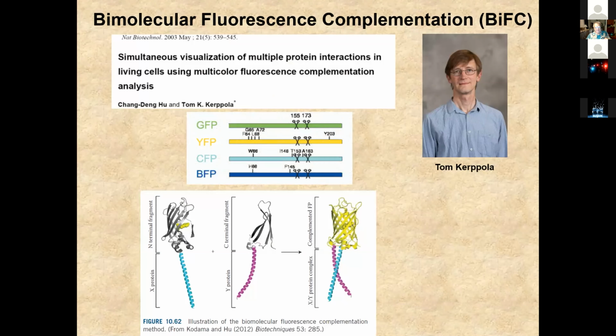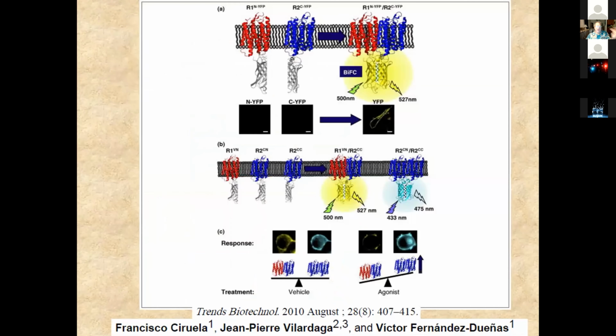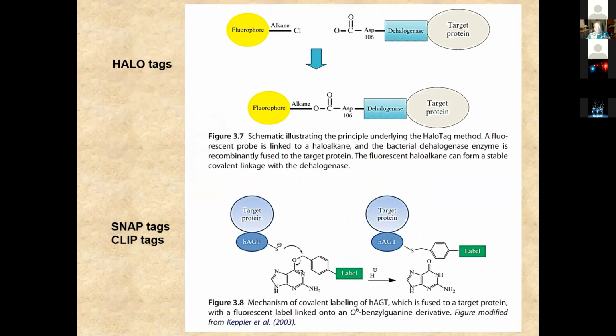There's other techniques like bimolecular fluorescence complementation, and Tom Kerppola showed you can actually split the fluorescent protein into two halves and put one half on one target protein, one on the other, and if they come together, you might get fluorescence. Not always, but if you do, then you know they were together.